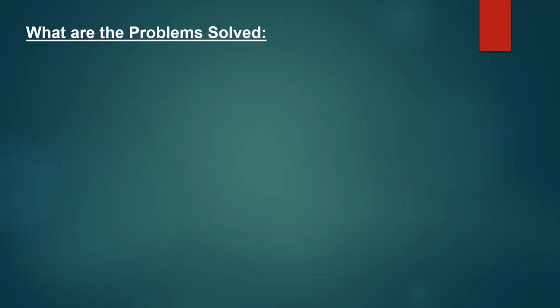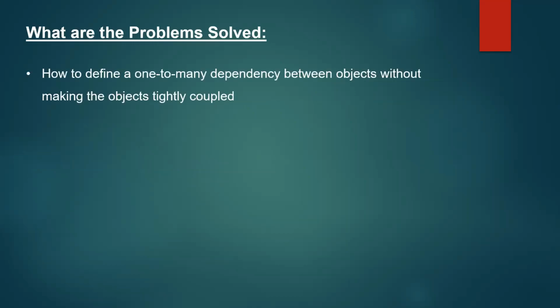So what are the problems solved using the pattern? How to define a one-to-many dependency between objects without making the objects tightly coupled? Well, what is tightly coupled? Objects are said to be tightly coupled when one object depends on many other objects. And objects are said to be loosely coupled if there is only a minimal dependency on the other objects.